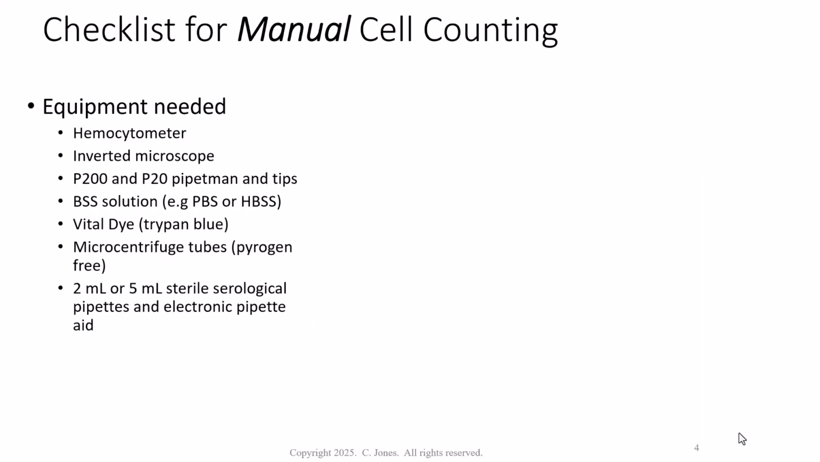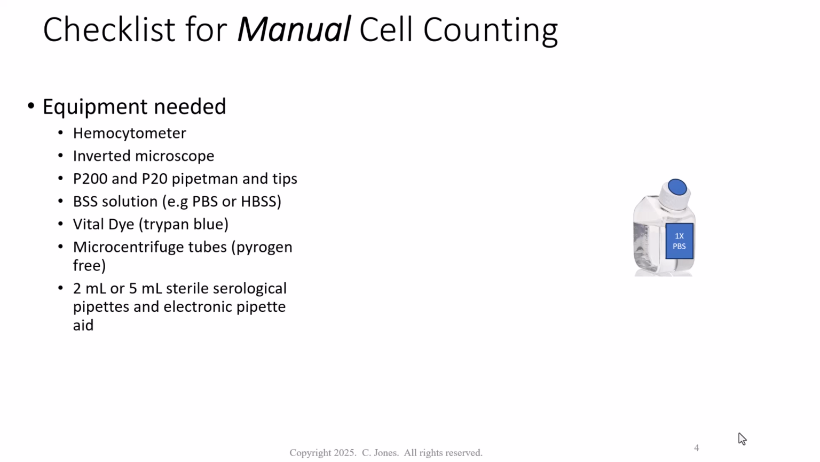What's the equipment you need for manual cell counting? We need a hemocytometer. We need an inverted microscope. We use P200 and P20 pipettemen with the appropriate tips. We use a balanced salt solution, either phosphate buffered saline or Hank's balanced salt solution. So PBS, phosphate buffered saline, or HBSS, Hank's balanced salt solution.